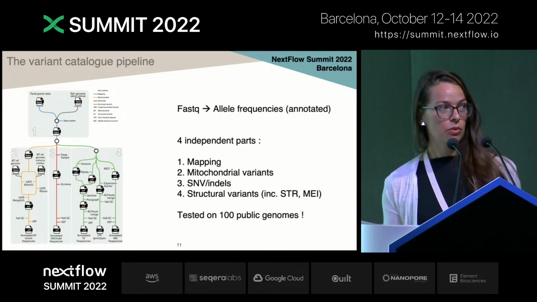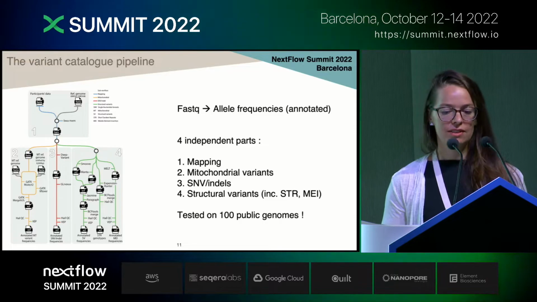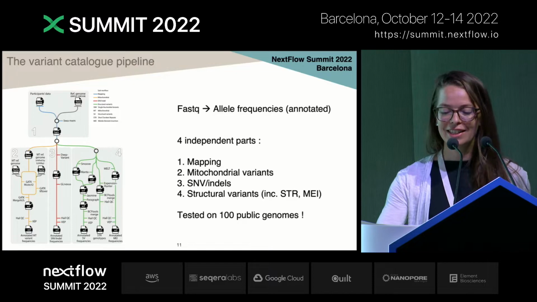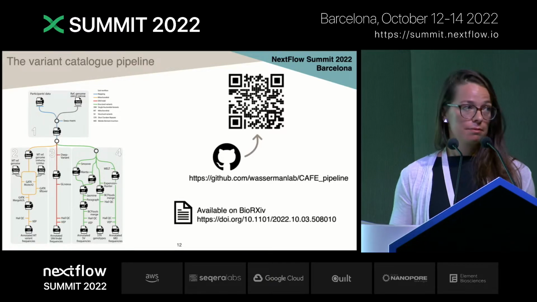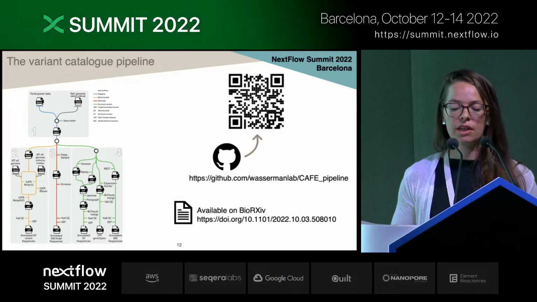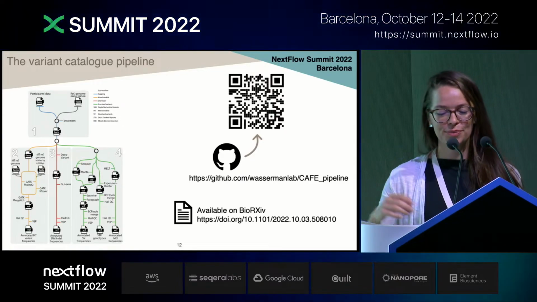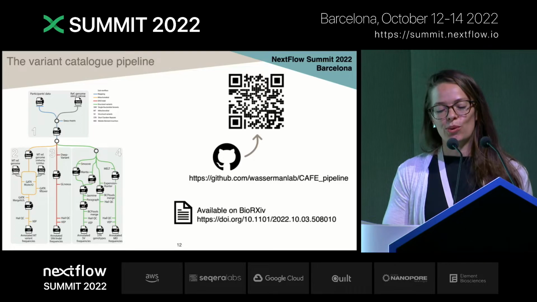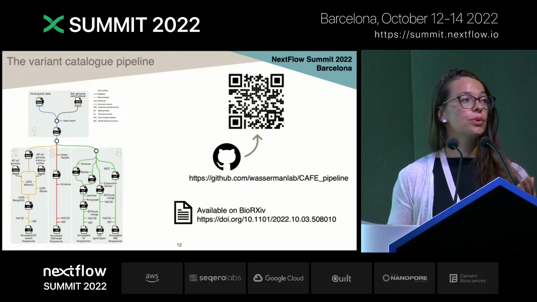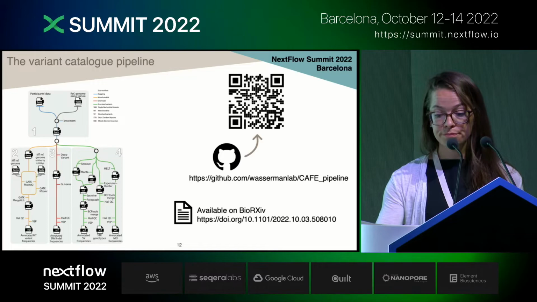So the pipeline works. It was tested on 100 public genomes on the local server at the institute I work in. And so I was very happy with that. And it's available. You can use the QR code, or you can go on the Wasserman Lab GitHub, and you'll find it under the name of Café Pipeline, which is going to change very soon. And we also put a paper out on bioRxiv if you want more details about the tools or really the characteristics of the pipeline.